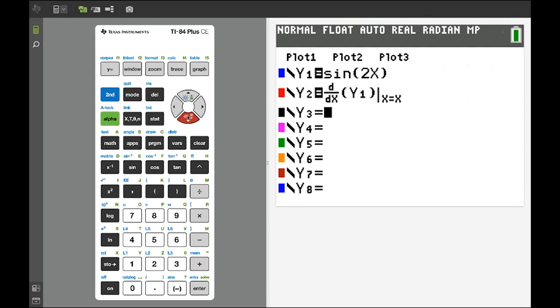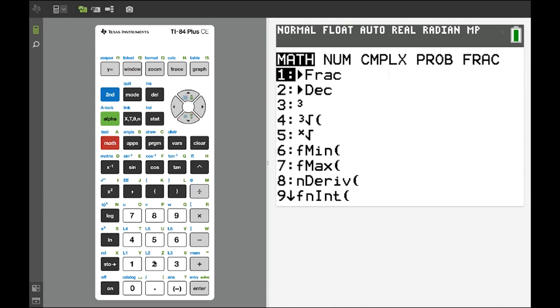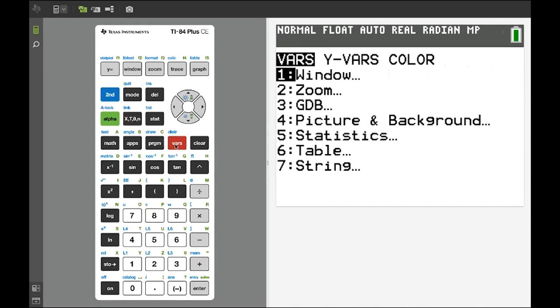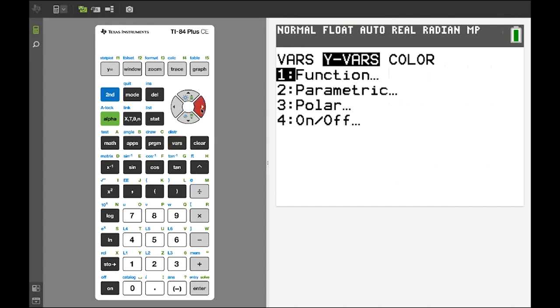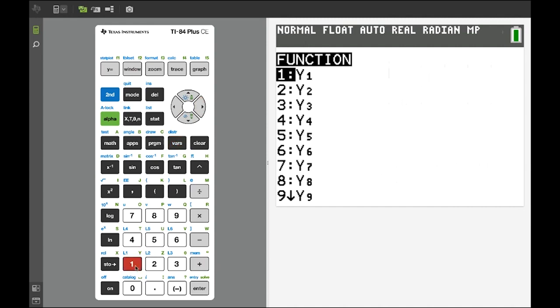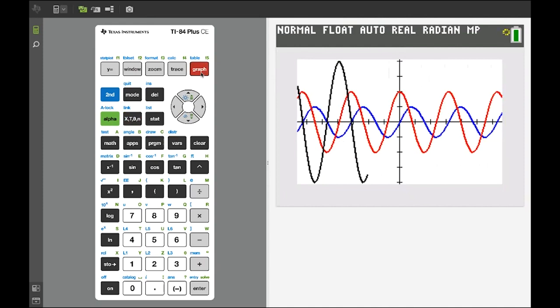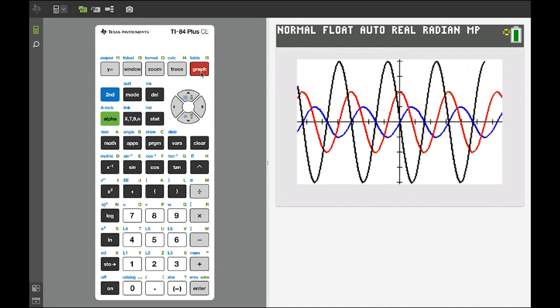Now we can even go a step further and think about what the second derivative's graph would look like. We can accomplish that by simply taking the derivative of the derivative. So in y3, I've pulled up nDeriv. We're going to take the numerical derivative of the function y2 this time. So the derivative of the first derivative will give us the second derivative. Now that we have that entered, we can plot it. And as you might expect, the chain rule kicks in again, and it's doubled the amplitude yet again.